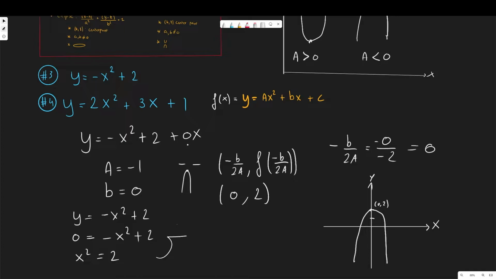So now, if we square both sides, we get that x is equal to positive or negative the square root of 2. So this will be our intersections with the x-axis. So this will be negative the square root of 2, and this will be positive the square root of 2 for our x coordinates. And this will be our sketch for our parabola, like this.